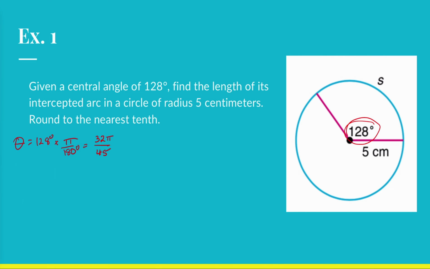And then the intercepted arc, S, is just going to be r theta. R is 5. Theta is 32 pi over 45. And you plug all that into your calculator. And you're going to get, to the nearest tenth, 11.2 centimeters. You're going to be in the same units as your radius. Ta-da! Easy.